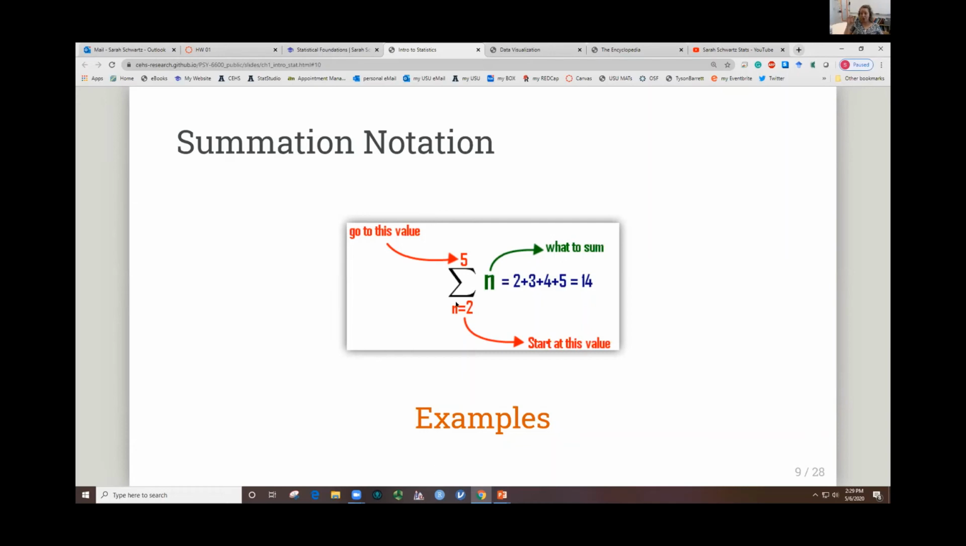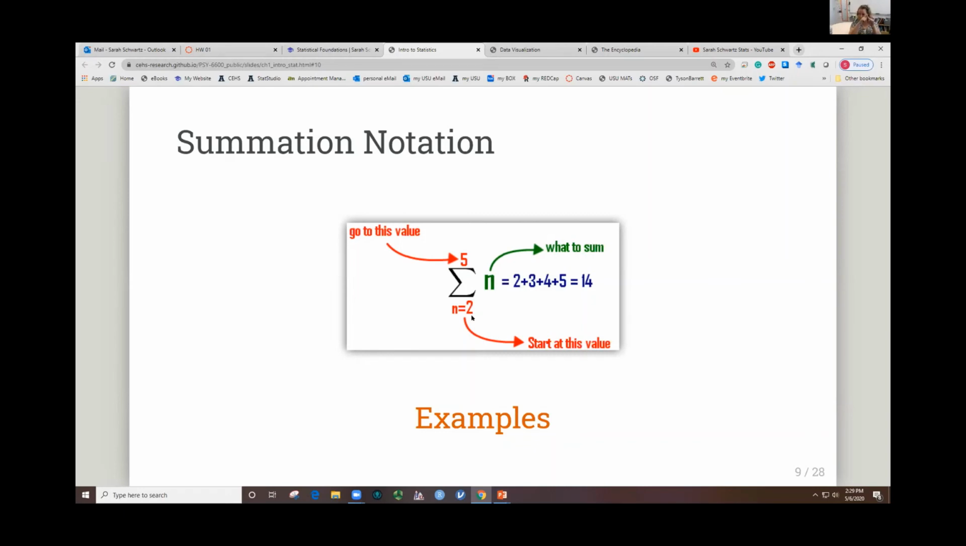If those red numbers, this n equals 2 and this 5 up here, are not anywhere, if they're invisible, that means going from 1 through the maximum. And capital N is how many of those indices you have. So on this one, we're going 2, 3, 4, 5. So we're doing 4 repetitions. We're going to add up 4 things.